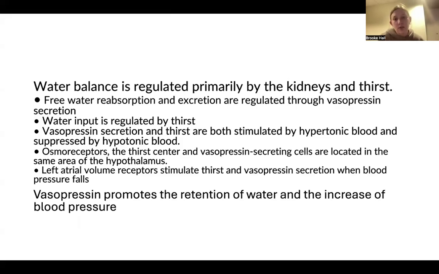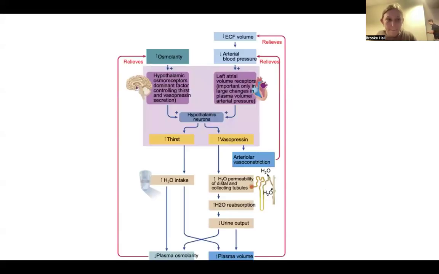Osmoreceptors, the thirst center, and vasopressin secreting cells are located in the same area of the hypothalamus. And the left atrial volume receptors stimulate thirst and vasopressin secretion when blood pressure falls. Vasopressin promotes the retention of water and the increase of blood pressure. And here again is another little diagram that explains how thirst and vasopressin work together to increase blood pressure and what happens in the different routes you can take.